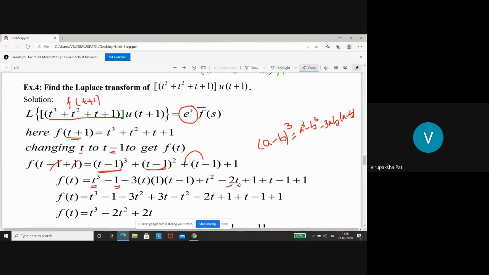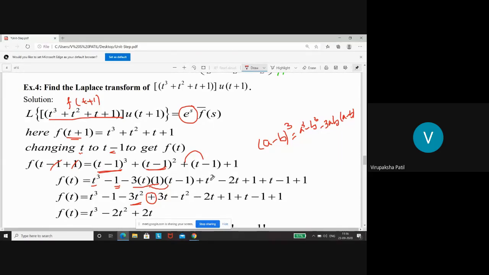Otherwise, we will simplify it one more step here. t cube is only one term there. See, t cube I'll keep as it is, then this 1 as it is. 3 into t into 1 is 3t, into this t, that is 3t square. Then minus into minus is plus, you will get here 3t into 1, that is 3t. The next, this t square as it is.